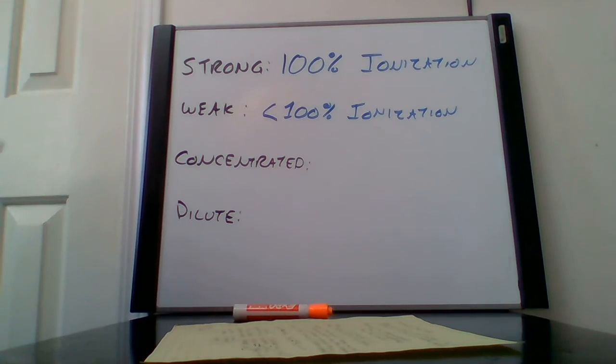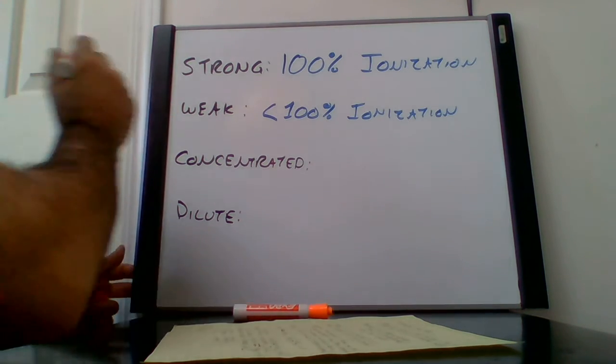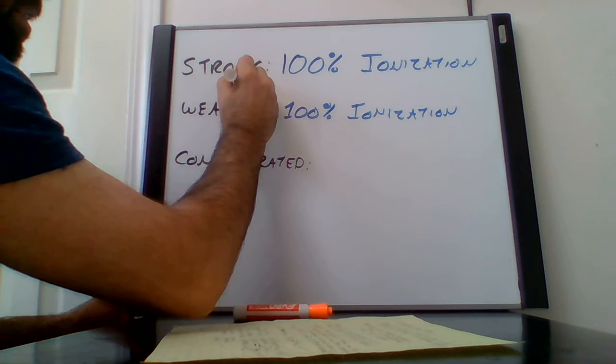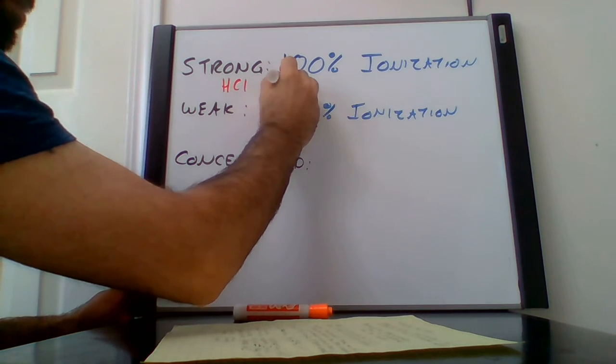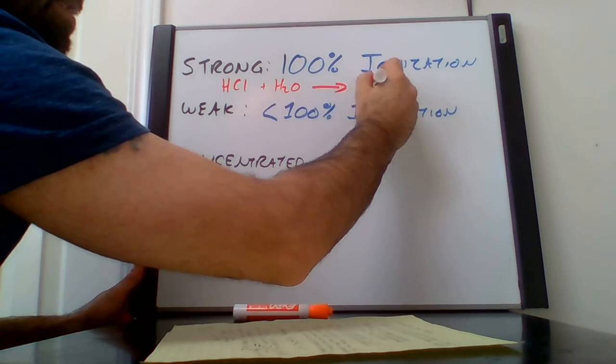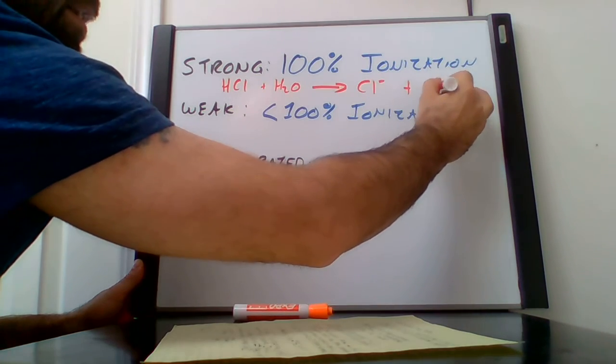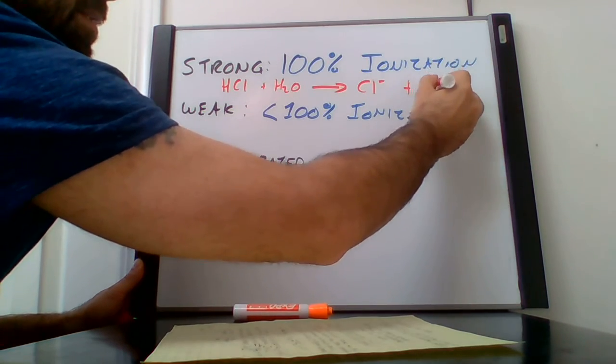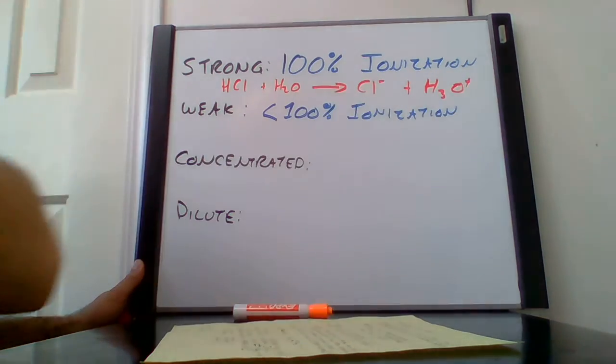So I can give you an example here. For a strong acid, we are going to take, say, hydrochloric acid plus water, and we are going to go to completion to make Cl minus and H3O plus. Going to completion.